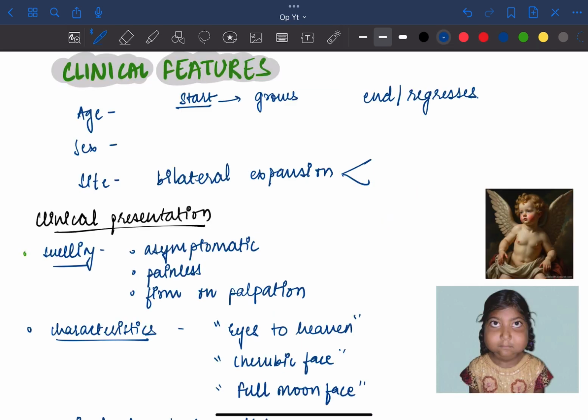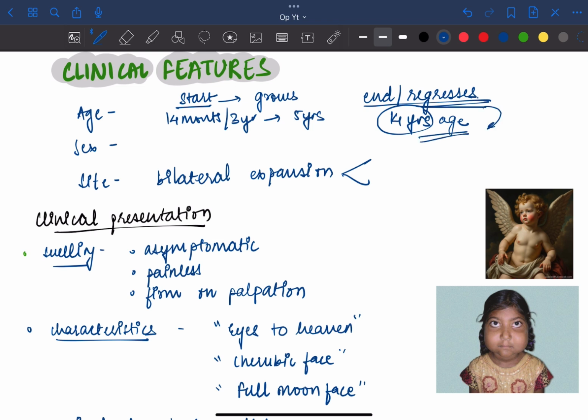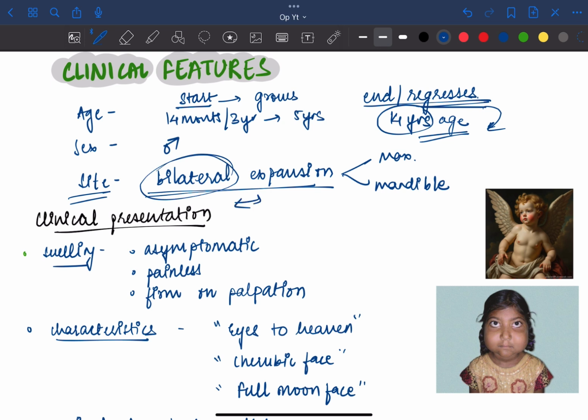Now clinical features. It usually starts from 14 months or 3 years, and it grows until 5 years of age. Around puberty, or usually 14 years of age, it usually regresses on its own and the child starts looking normal. It has a male predilection. Now site, there is a bilateral expansion in both maxilla and mandible. Bilateral as in both sides of the maxilla and mandible will start expanding.